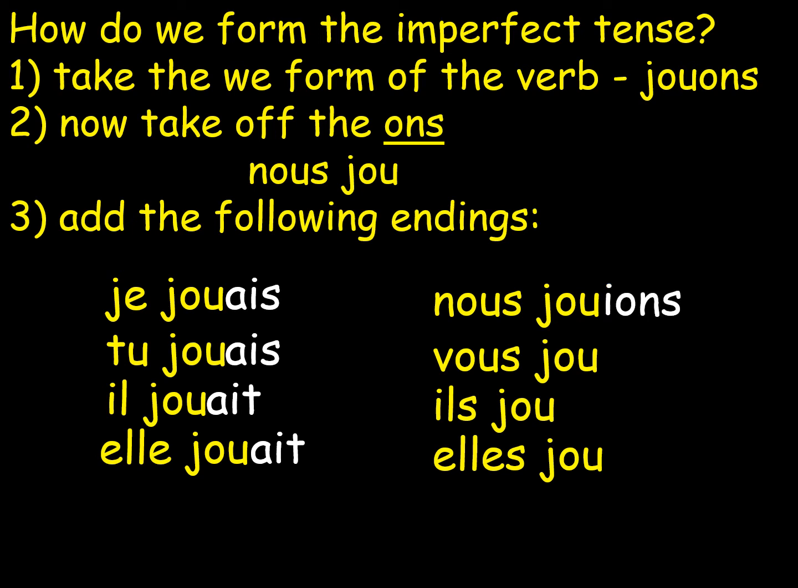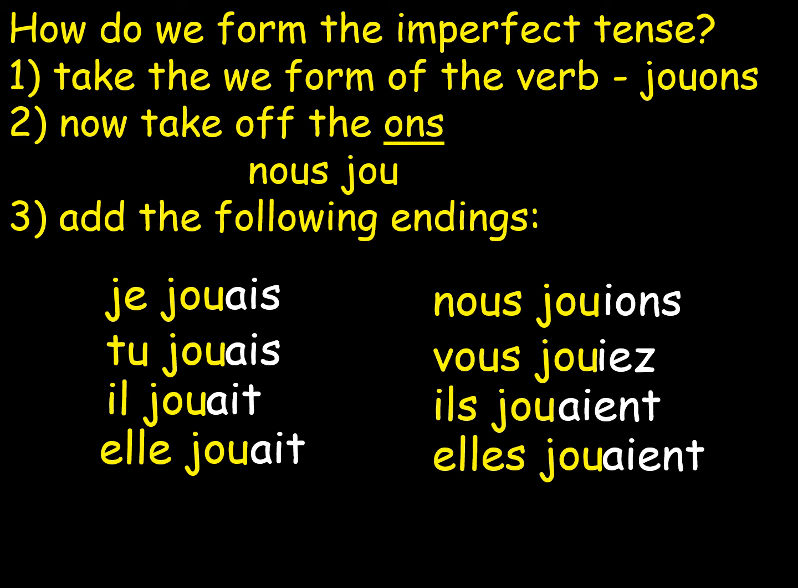Nous jouions, we used to play. Vous jouiez, you used to play. And then the ending for the bottom two is AIENT. So ils jouaient, elles jouaient. They used to play, they, group of girls, used to play. So the endings are AIS, AIS, AIT, IONS, IEZ, AIENT.